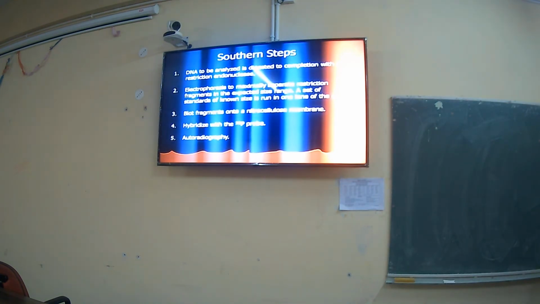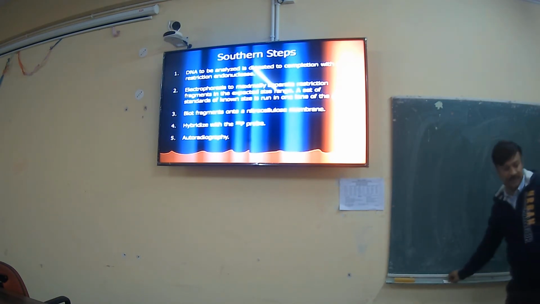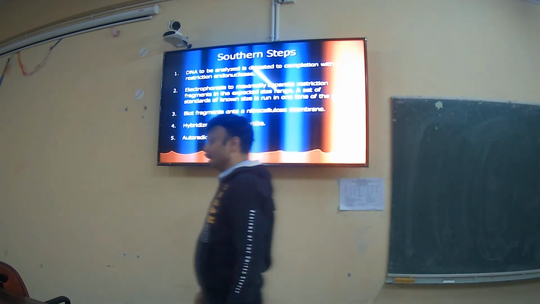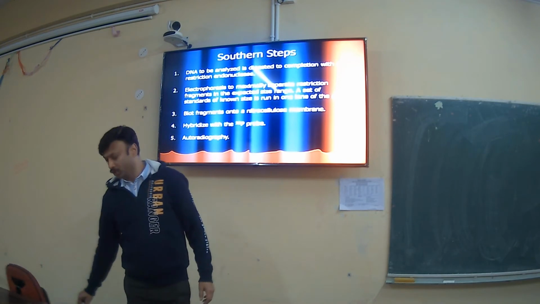Last time we discussed the steps. There are 5 steps for Southern blotting. First, we have to cut a desired DNA fragment with the help of the restriction enzyme. Basically, that will be the type 2 restriction enzyme. With the type 2 restriction enzyme, we can cut the foreign DNA or genome.